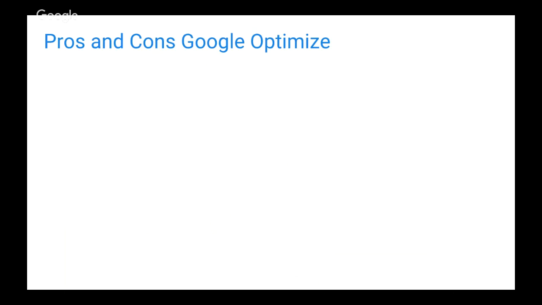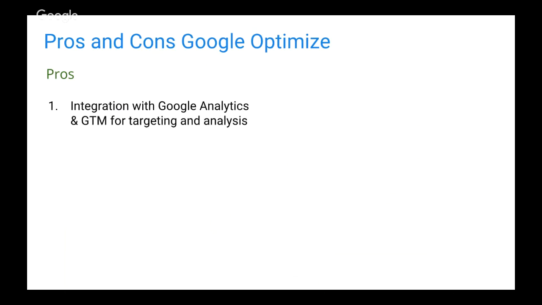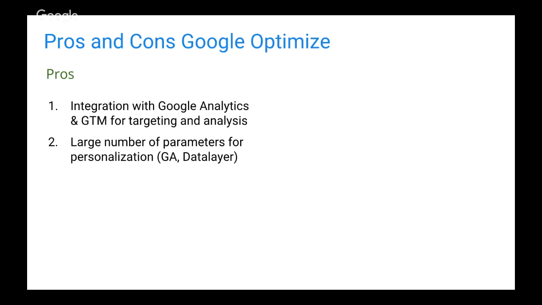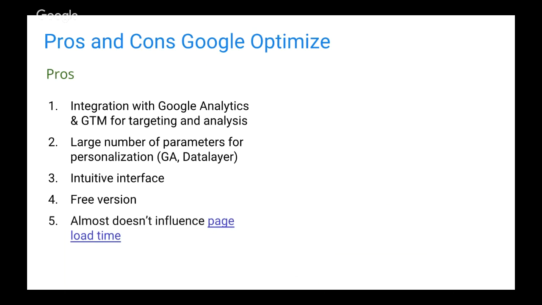The pros and the cons of Optimize. So let's start with the advantages. First, its main advantage is that it has integration with GA and Google Tag Manager. So you can easily use it for targeting and analysis. It has a large number of parameters available that you can use for personalization. It has a very intuitive, simple interface with visual editor. There is a free version available that small businesses can use, and it almost doesn't influence the page load time.